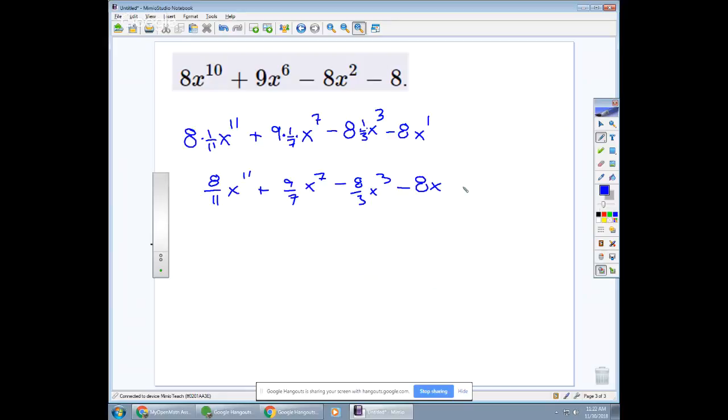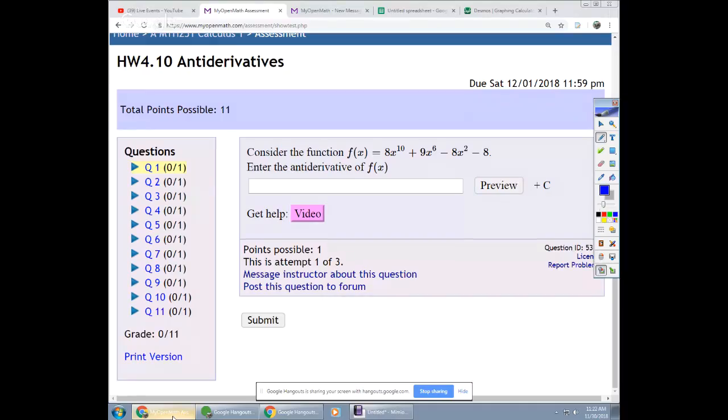Plus c, now they already put the plus c on the outside, so I wouldn't add that here. Yeah, so that'd be the answer I enter there. That answer your question, Ruby? Yeah. Okay. All right, let's try another one.